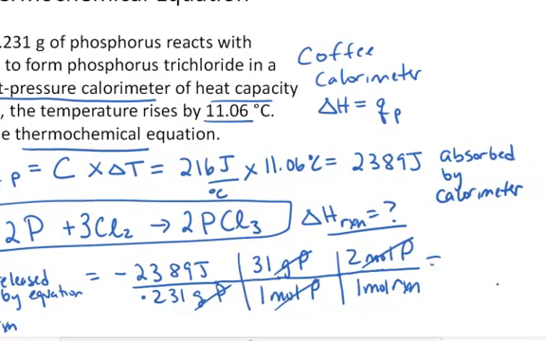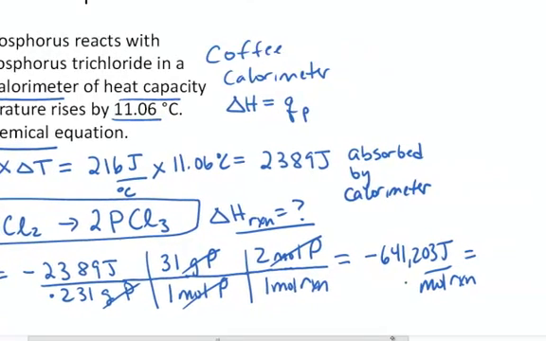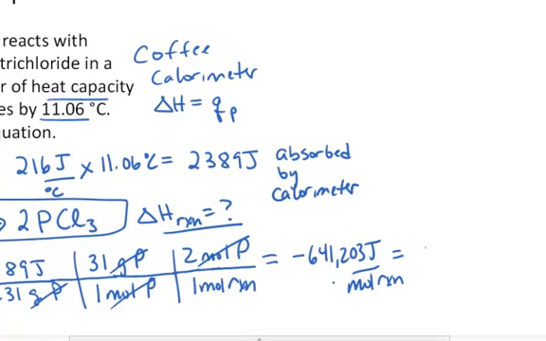When I do the math here, I end up with negative 641,203 joules per mole reaction. We will write that in a more understandable way and say it's 641.2 kilojoules per mole reaction. And that's a negative value because the heat was released.